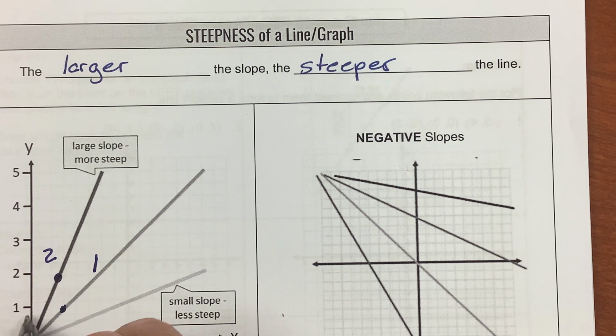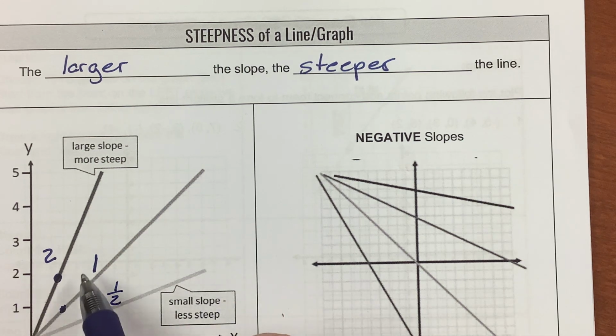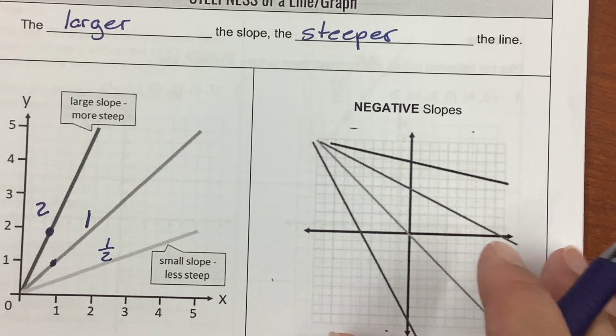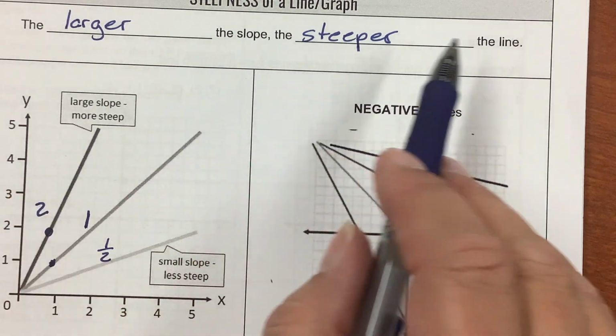Now this one, rise 1 over 2, that's a half. 1 is bigger than a half. So that's the smallest slope, but you can see it's also the least steep. So the larger the slope, the steeper the line.